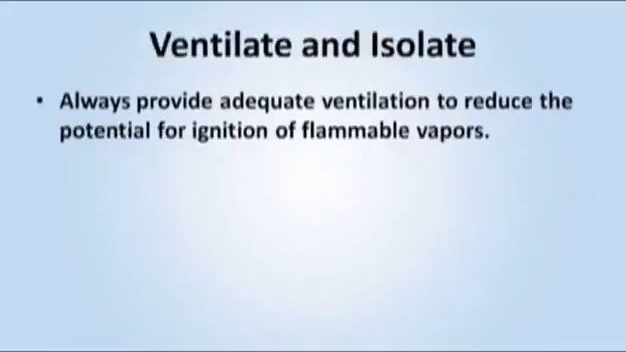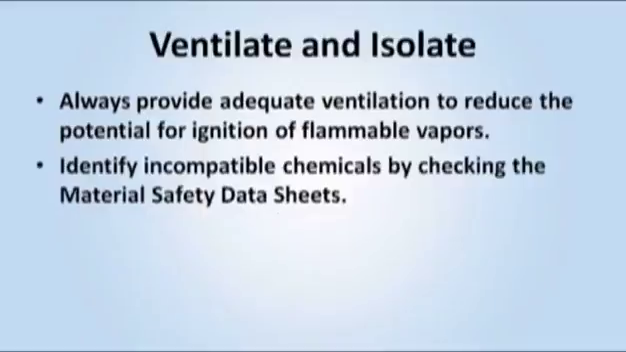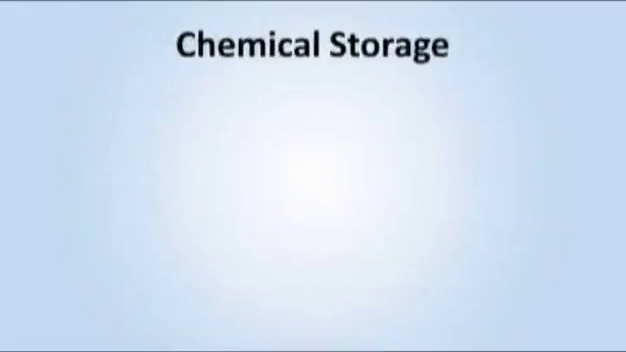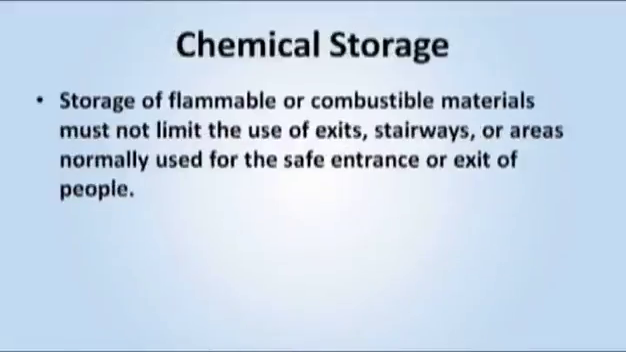Always provide adequate ventilation to reduce the potential for ignition of flammable vapors. Identify incompatible chemicals by checking the material safety data sheets. Isolate and separate incompatible materials. Isolate by storing in another area or room, or separate by storing in the same area or room but apart from each other. Storage of flammable or combustible materials must not limit the use of exits, stairways, or areas normally used for the safe entrance or exit of people.